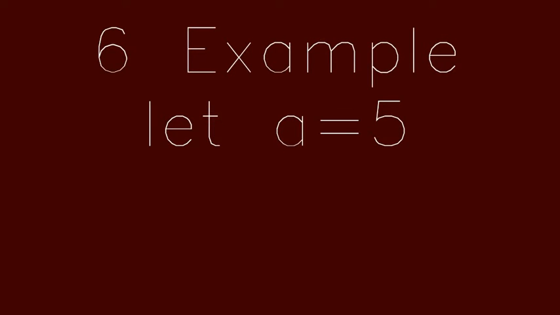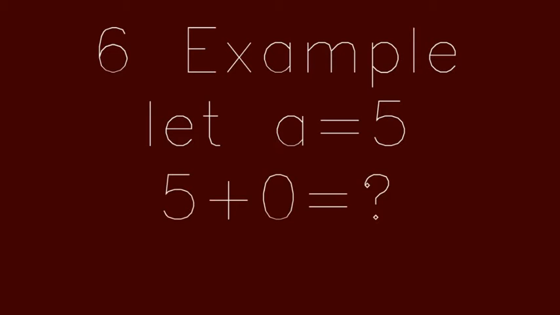Let's suppose that we have a equal to 5. So what is 5 plus 0? What do you think is going to be the answer? Yes, exactly 5. Now let's do the opposite. Let's say that we want to subtract 0 from 5. What's going to be the answer then? 5. Yes. Now this is actually a property of 0.